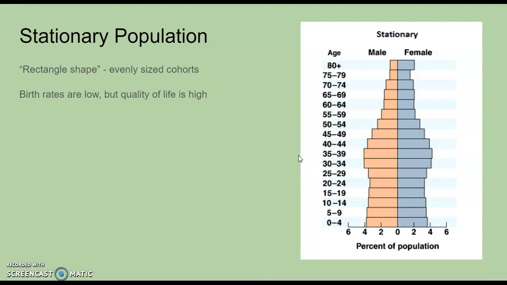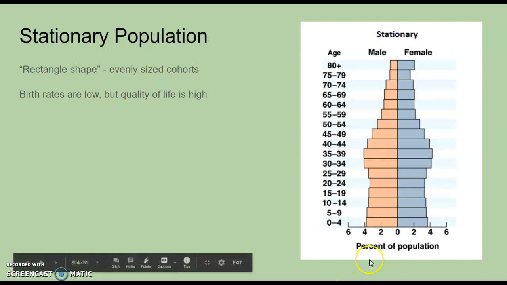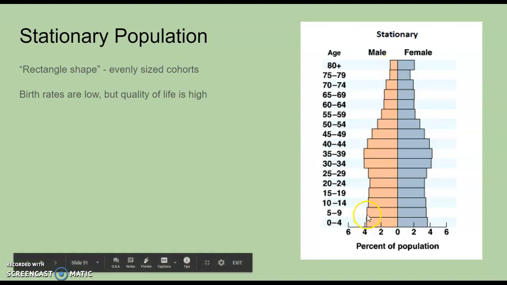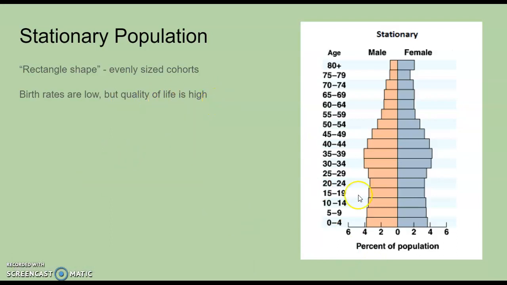So let's talk about stationary populations. These are going to be the most rectangle shape. If I look at this graph, notice how the different cohorts, which are groups, are relatively the same. Yes, it does get smaller as they get older, which makes sense, but these are really similar in size. What does this really mean? It means that the birth rates are pretty standard, they're low, but the quality of life is high because I have people at an older age that are living just as well as people who are younger.